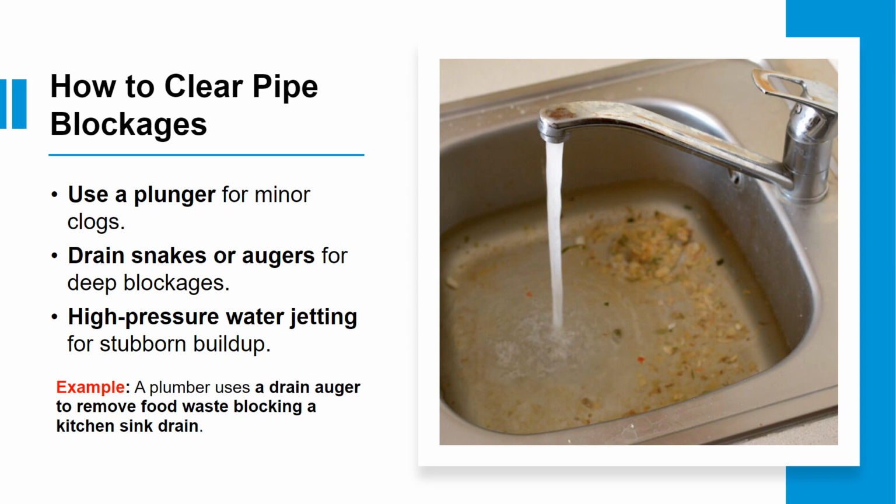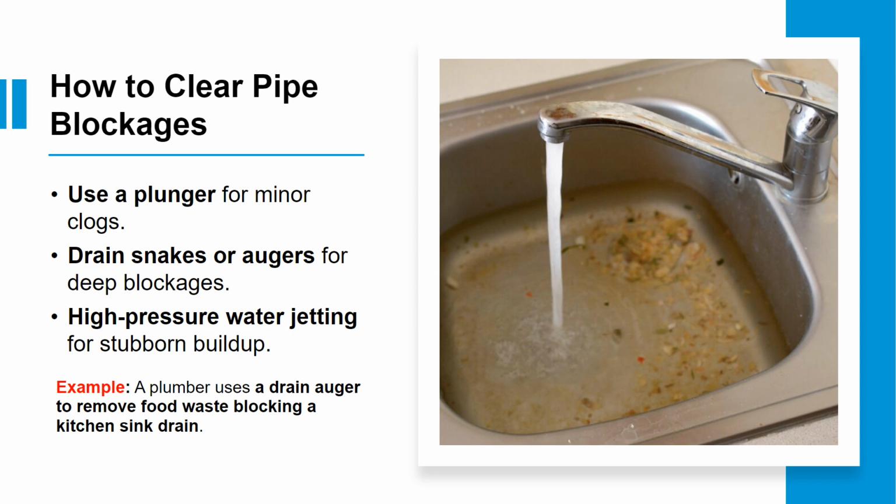Try a drain snake or auger. This flexible tool reaches deeper. Rotate it into the pipe until you feel resistance, then break or pull out the obstruction. Use hot water and mild detergent for grease clogs. For kitchen sinks, pour boiling water mixed with detergent to dissolve soft grease buildup.